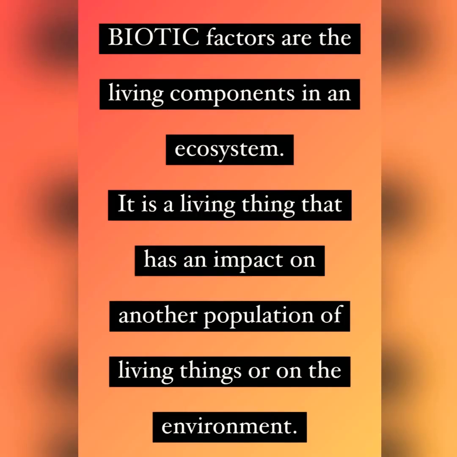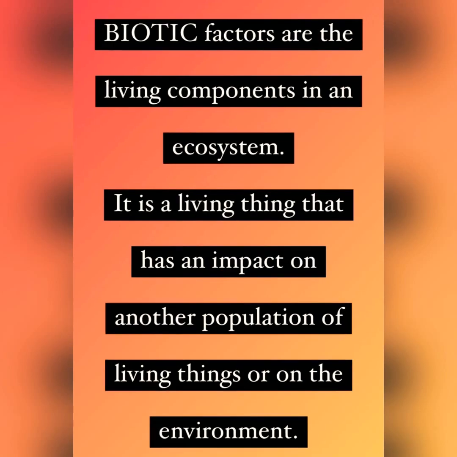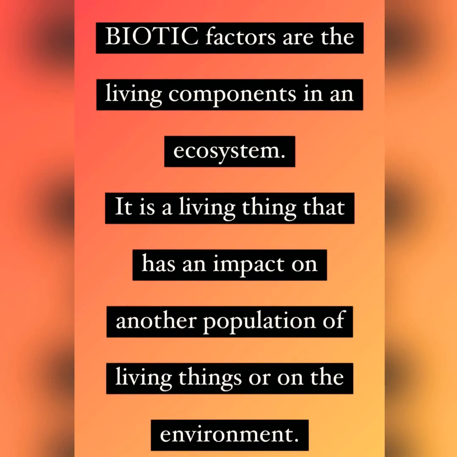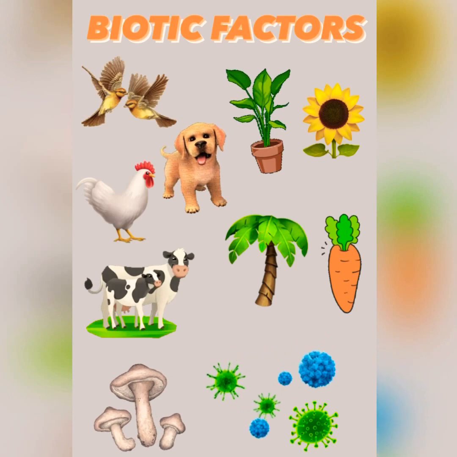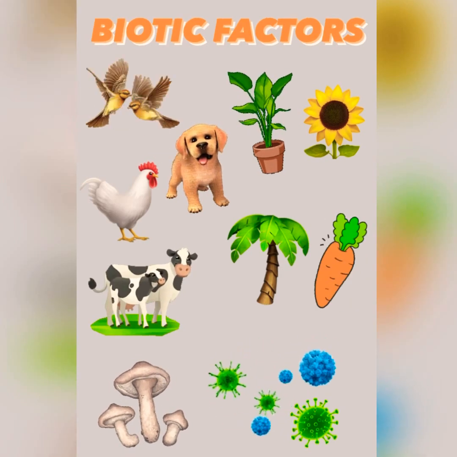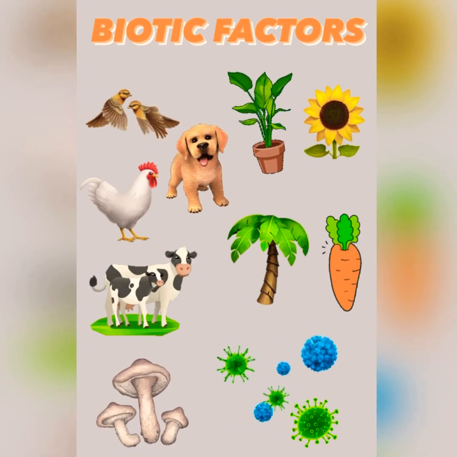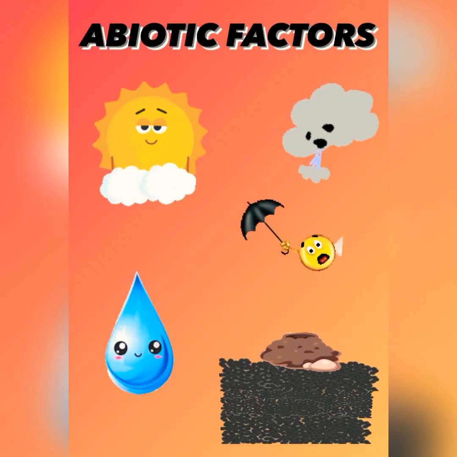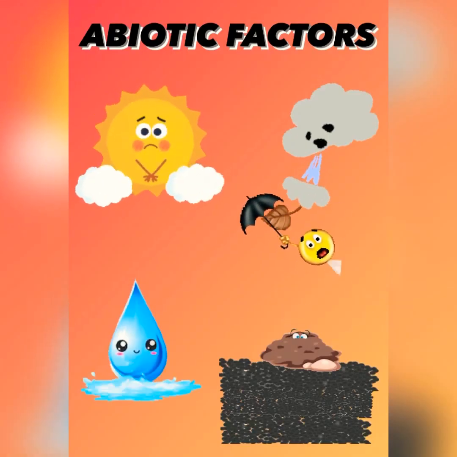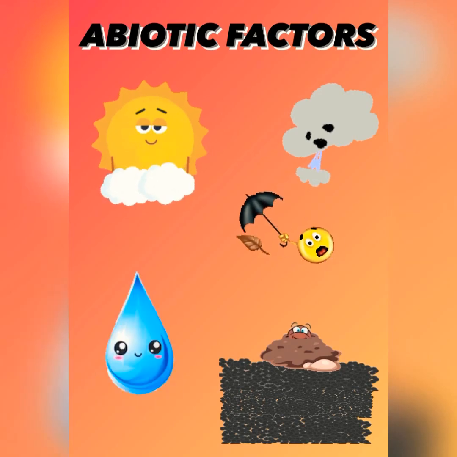Now, biotic factors are the living components in an ecosystem. It is a living thing that has an impact on another population of living things or on the environment. Biotic factors include plants, animals, fungi, bacteria, and even us as humans. While abiotic factors are the non-living components in an ecosystem, such as the sun, the wind, water, and the soil.